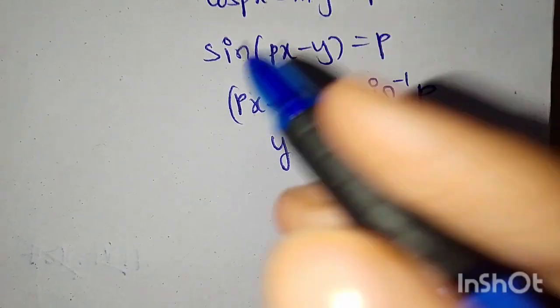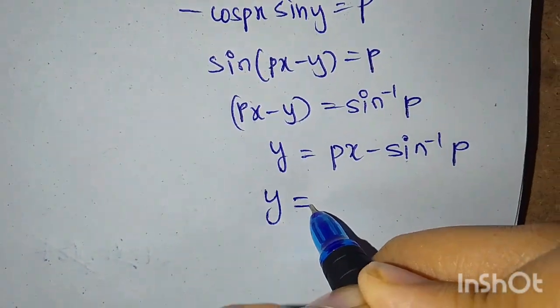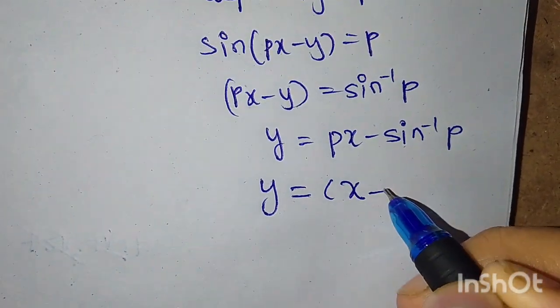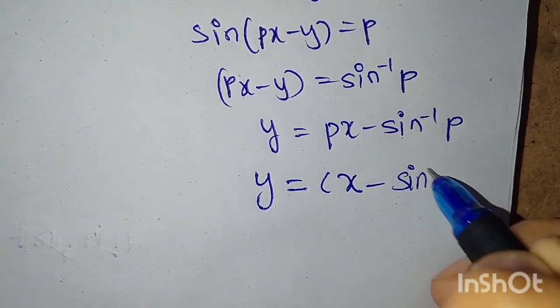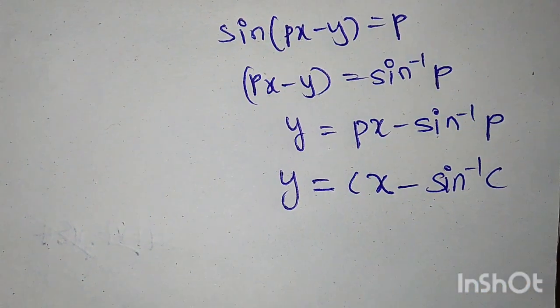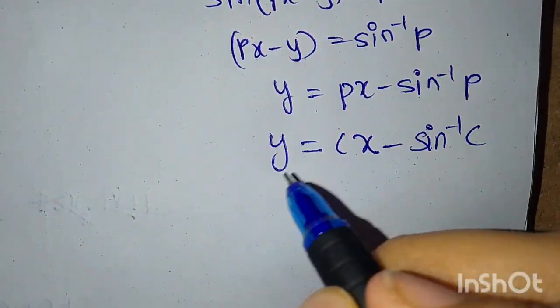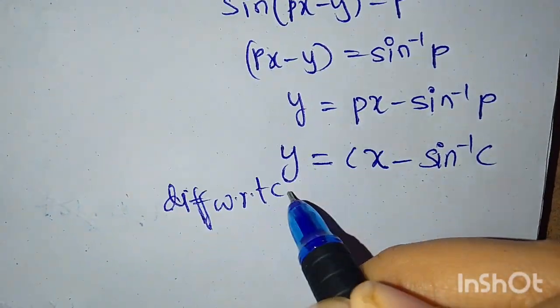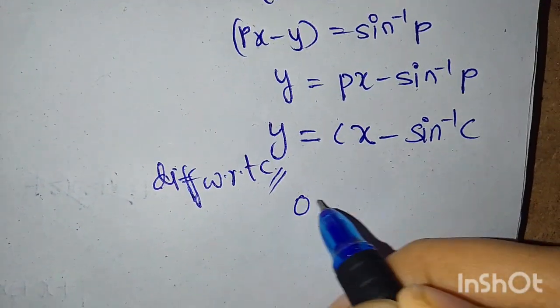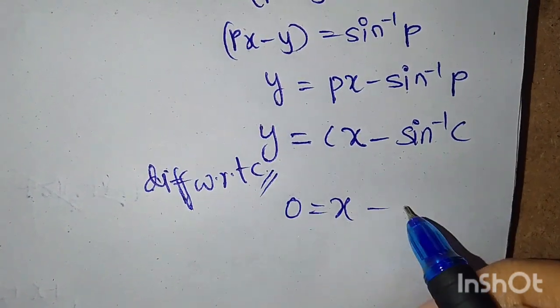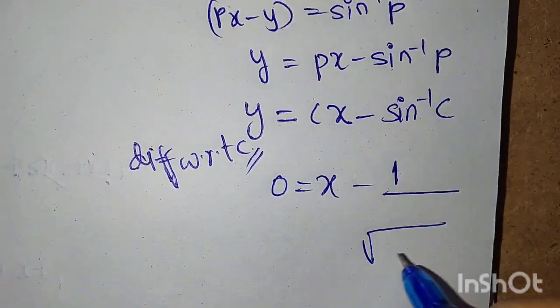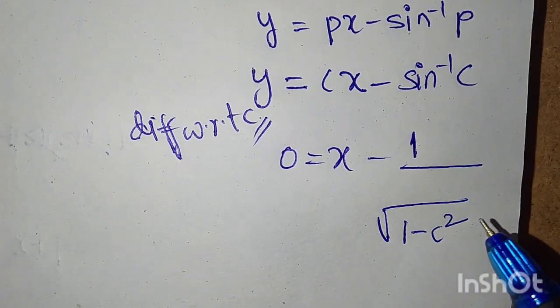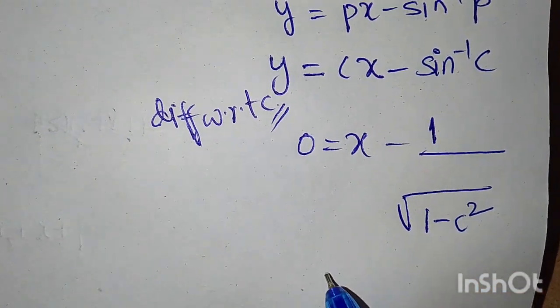Okay, if they ask you particular solution also, then what should you do? Differentiate with respect to c. Okay, so that will be 0 is equal to x minus 1 by root over 1 minus c square. So if you want, you can find the c value, root of 1 minus 1 by x square, and again mostly they'll not ask. Up to here only they'll ask.